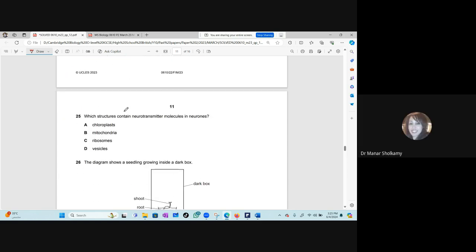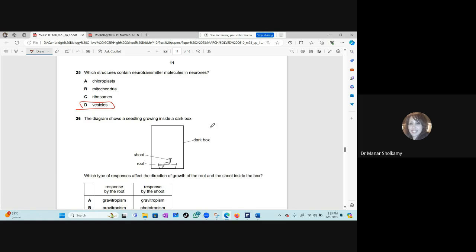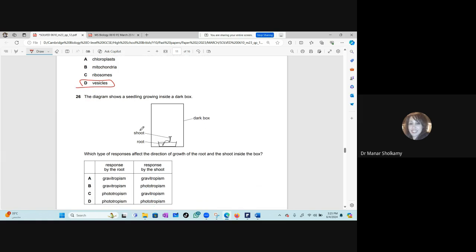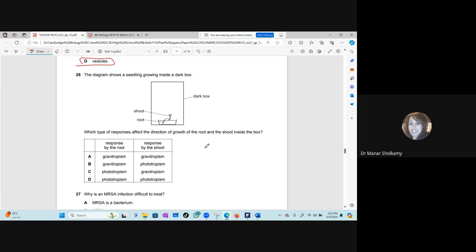Okay. 25. Which structures contain neurotransmitter molecules in neurons? Chloroplast, mitochondria, ribosomes, or vesicles? Vesicles. Yes, this is an easy one. 26. The diagram shows a seedling growing inside a dark box. So this is the dark box and the shoot and the root. Good. Now, which type of responses affect the direction of growth of the root and the shoot inside the box?